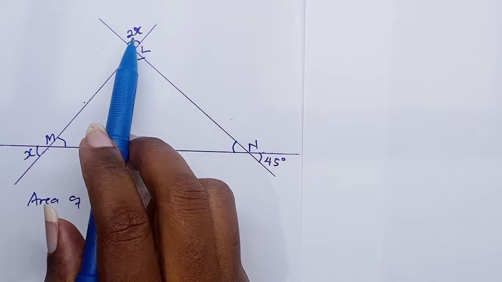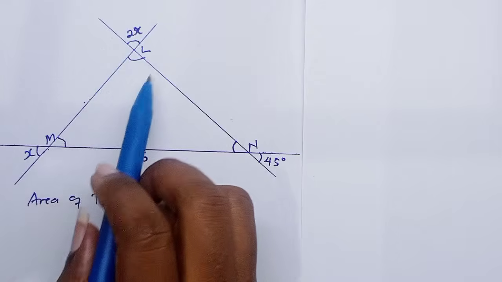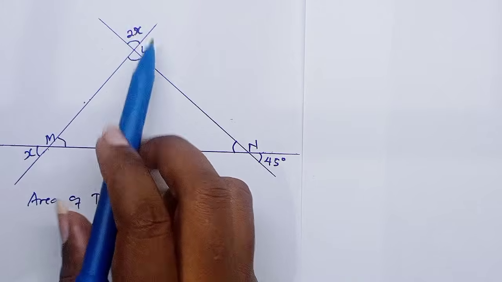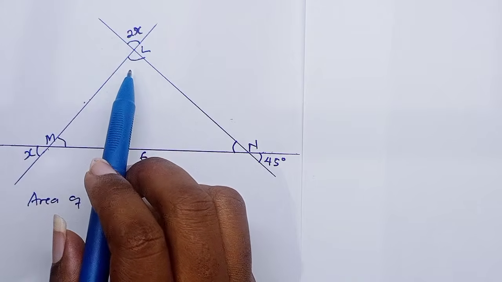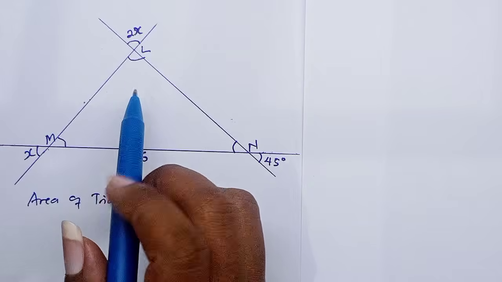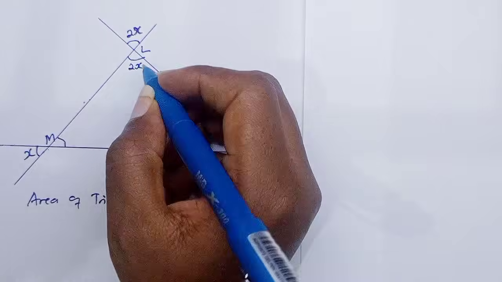As you can see, these two angles are vertically opposite angles. They are vertically opposite to each other. That implies that they are equal. We know that vertically opposite angles are equal. Therefore, if this is 2x, also this angle is 2x.